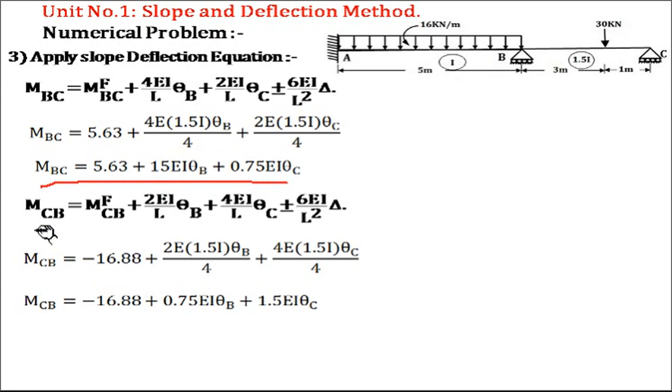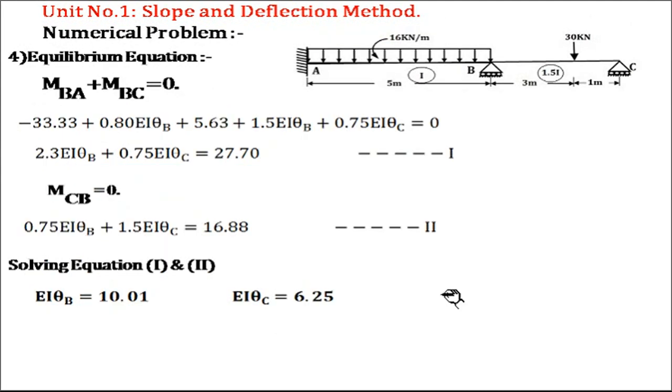Applying slope and deflection equation for member CB, putting the value of fixed moment in member CB as minus 16.88, as we have already found out, value of I as 1.5 and value of length as 4 meter for member BC. So we get the equation for moment for member CB as minus 16.88 plus 0.75 EI theta B plus 1.5 EI theta C.